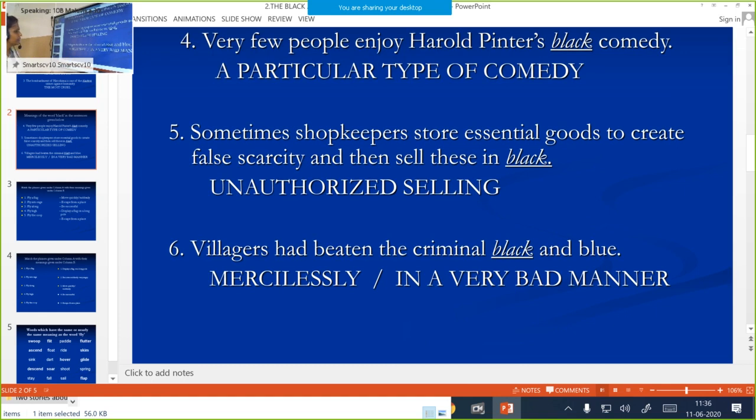And sixth one. Villagers had beaten the criminal black and blue. What does that mean? Mercilessly, in a very bad manner. He was beaten in a very bad manner, or beaten mercilessly. So that is about the word black there.